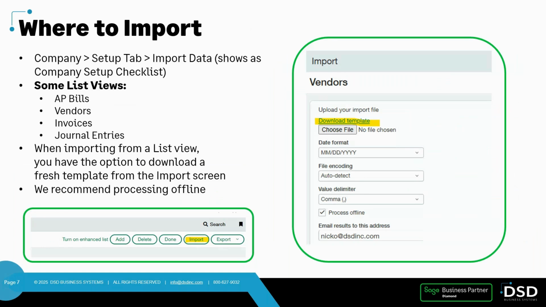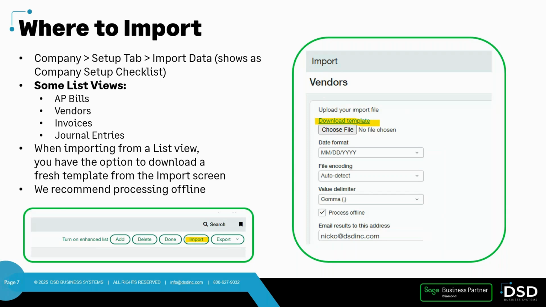So, where to import. Throughout Intacct, there are multiple ways to get to things. All of the imports will be on that company setup import data screen, which we'll look at in a moment. However, there are other list views where you will have the import functionality. I'm sure almost everybody is aware, if you go to a general journal entry, from that screen there will be an import transactions button. On vendors, there's an import button.